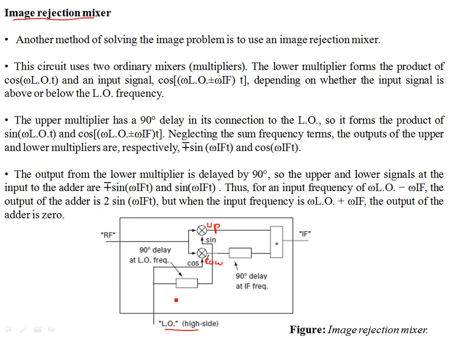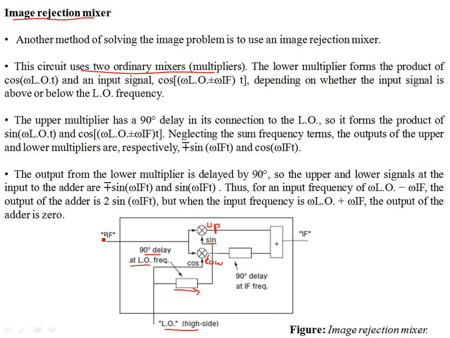For the upper multiplier, there's a 90-degree delay, and therefore, if for example this is cosine, you have a cosine at the lower multiplier, and due to this 90-degree delay shift, you produce a sine over here. So the circuit uses two ordinary mixers, multipliers, which you can see over here.